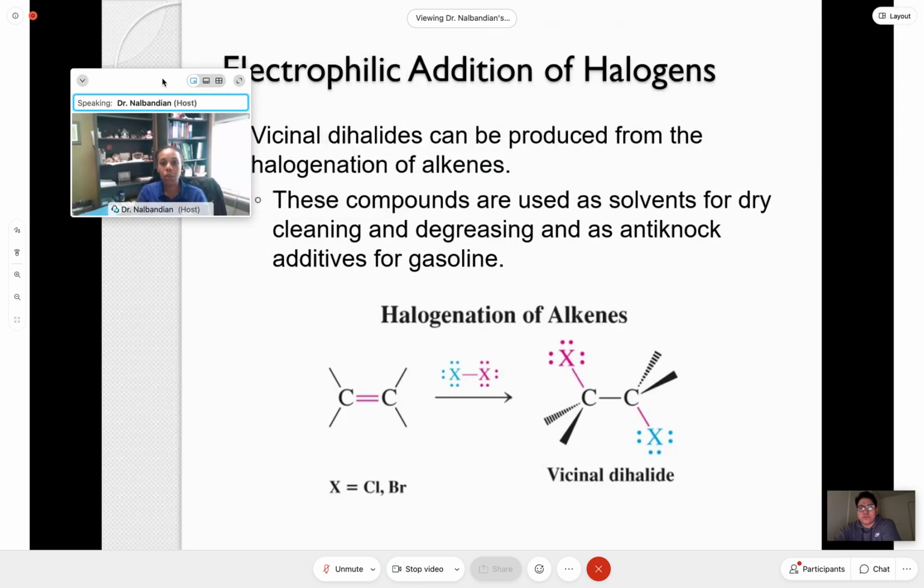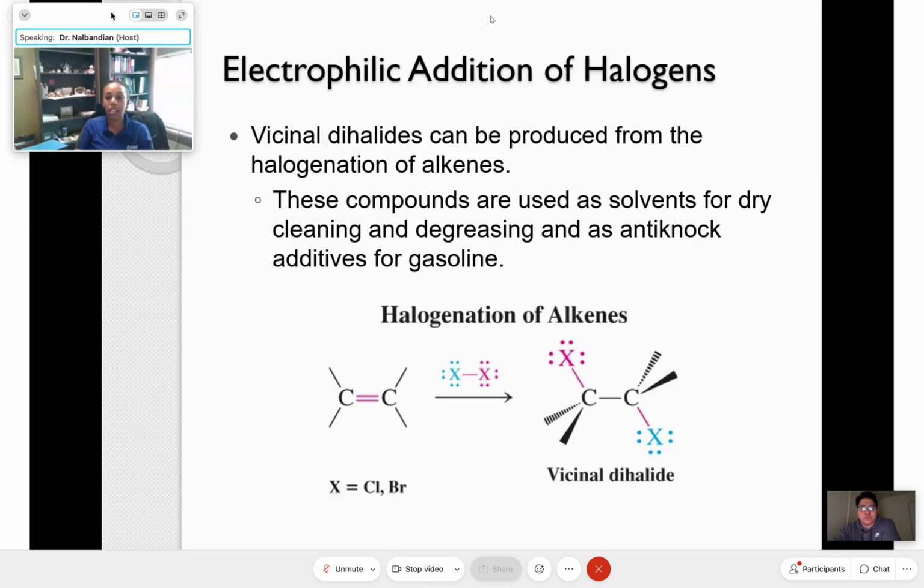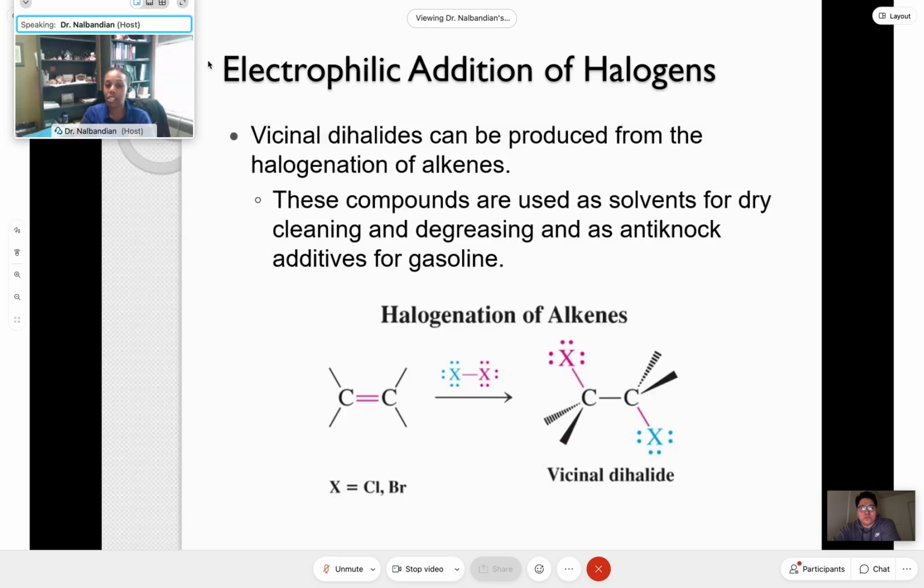12-5. So here we have another reaction. Here's the electrophilic addition of halogens. So we can make what's called a vicinal dihalide. What does vicinal mean? They're in the vicinity of each other. They are neighbors of one another. So it's a dihalide. We have 2 halogens that are on neighboring carbons. And so this is a reaction that we can do with chlorine or bromine, so Cl2 or Br2 for this reaction, reacting it with an alkene.